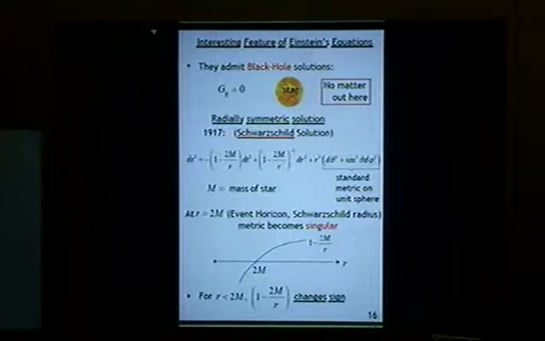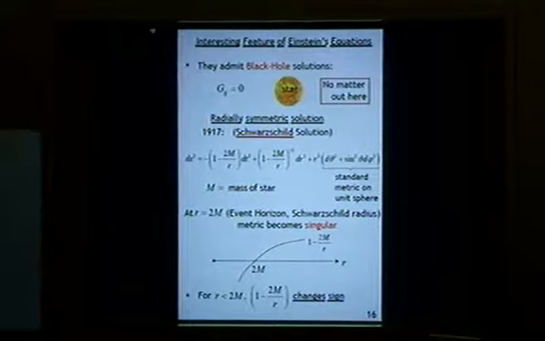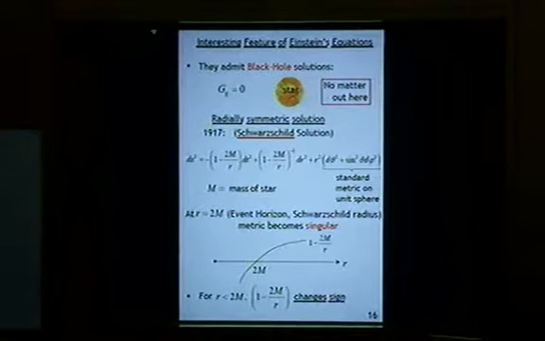Now there's an interesting feature of Einstein's equations that's not present in the Newtonian case, and that's that Einstein's equations admit black hole solutions. Let me explain how you get that. Let's look at the case where G_ij is equal to 0. So we're looking at a spherical star, and we're taking no matter outside. You want to look at the gravitational field just due to that star, forgetting about any other matter. The star is symmetric, so you look for a radially symmetric solution.